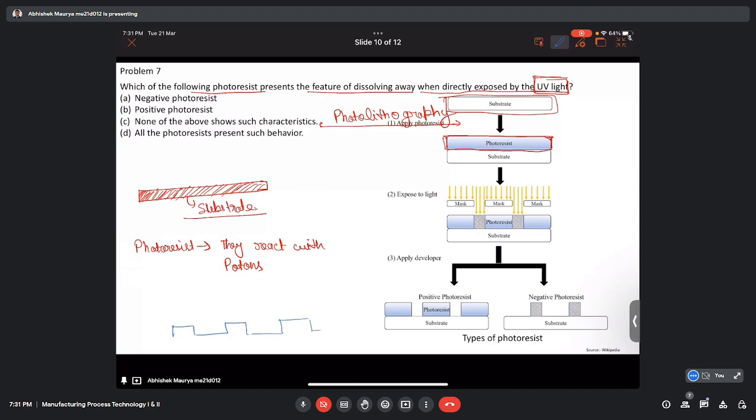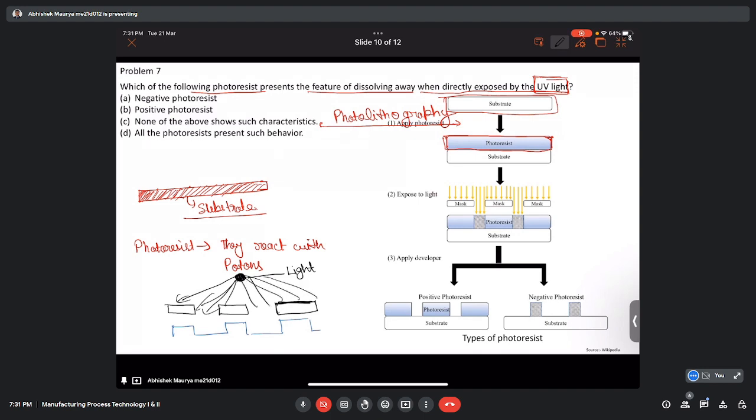Okay, so definitely we should use some kind of mask material, which should be like this. And from here we have a light source or photon source, and this will go here everywhere.